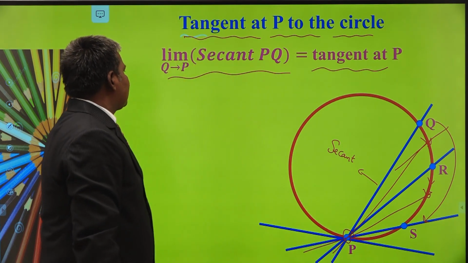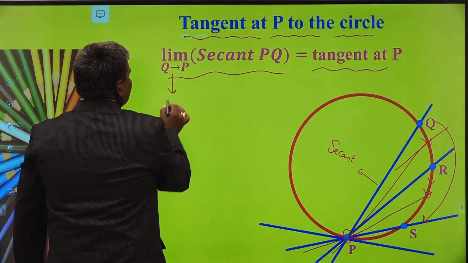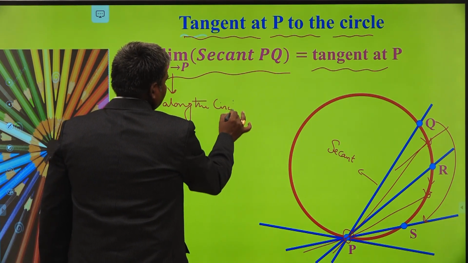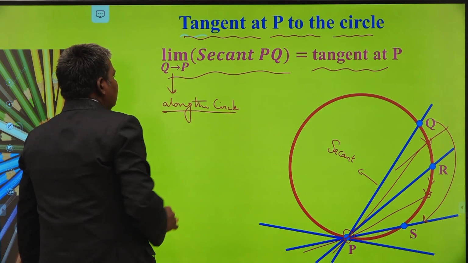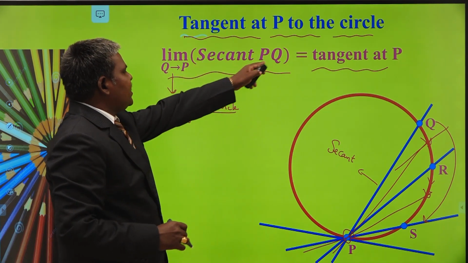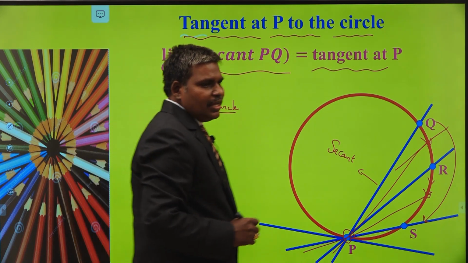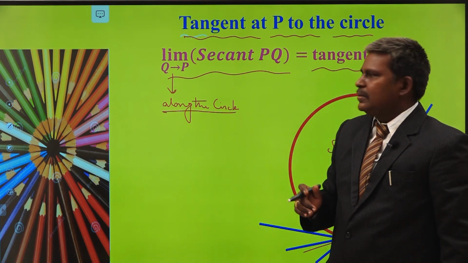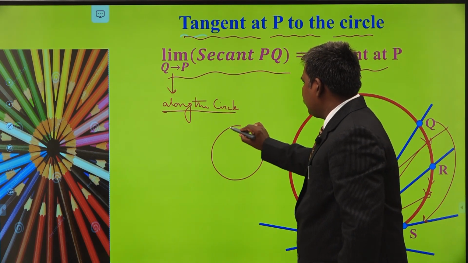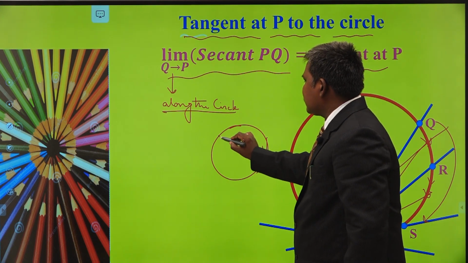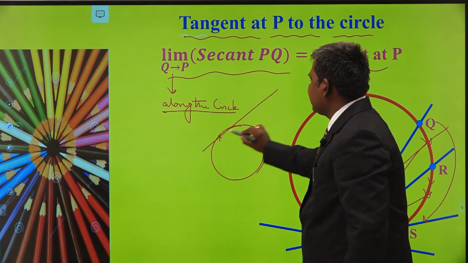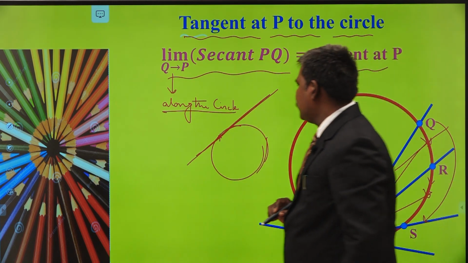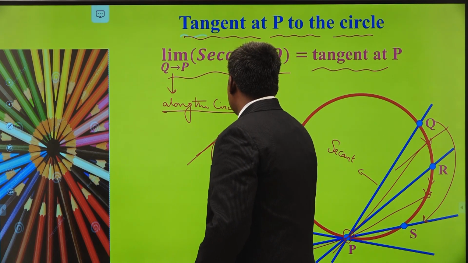This is my definition. Limit Q tends to P along the circle. Very, very important. Q is moving to P along the circle. The secant PQ becomes tangent to the circle. This is the definition of tangent of the circle through the secant line. If you want to draw the tangent at any point, suppose you take the point here, this is the tangent. It touches the circle at only one point. Okay, this is my point, right?